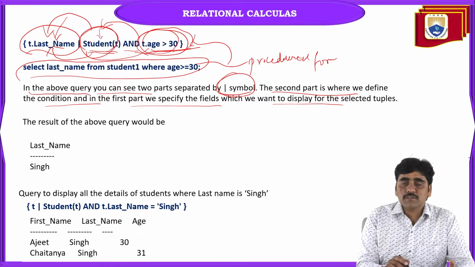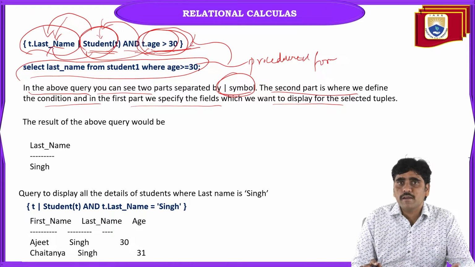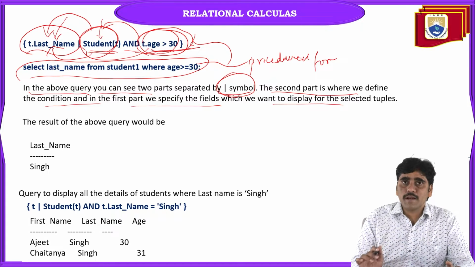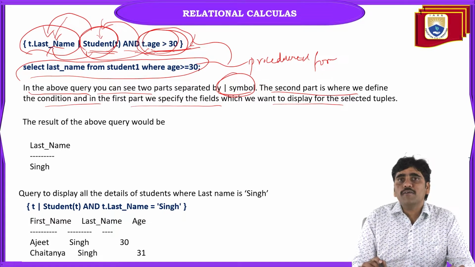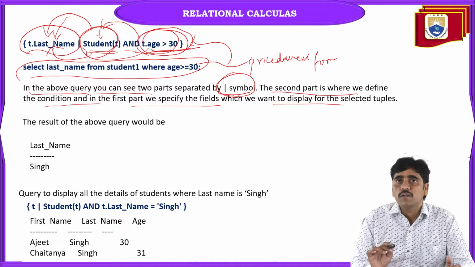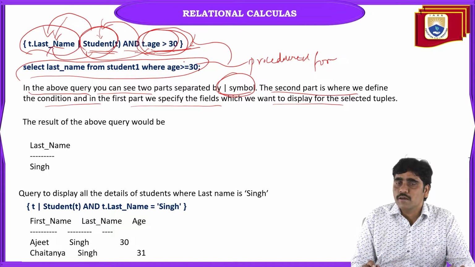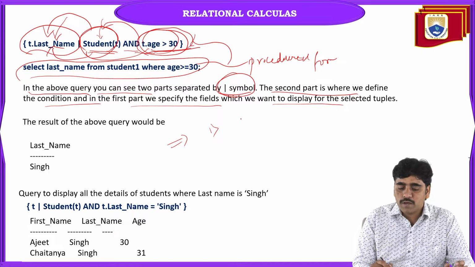So this relational calculus query is separated by the bar symbol. On the left side is what we are going to display, and on the right side is the table and the condition on which we display. This is the way you can write a relational calculus query. To write it, you need to understand three points. One is on what condition you are going to display.